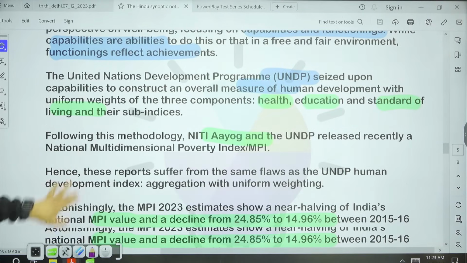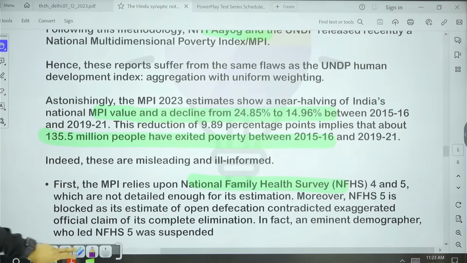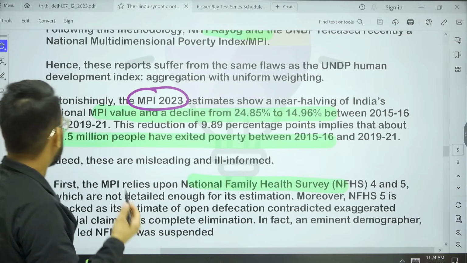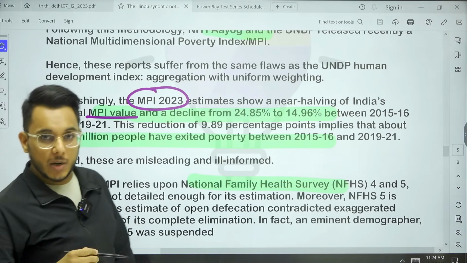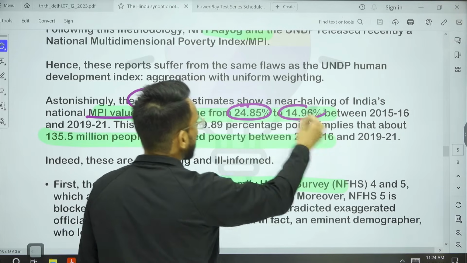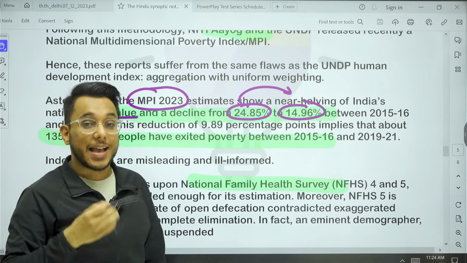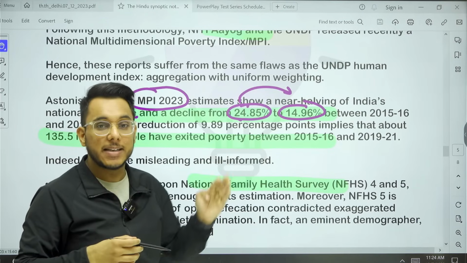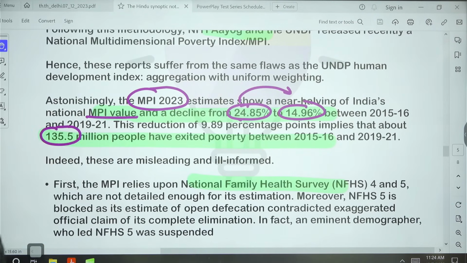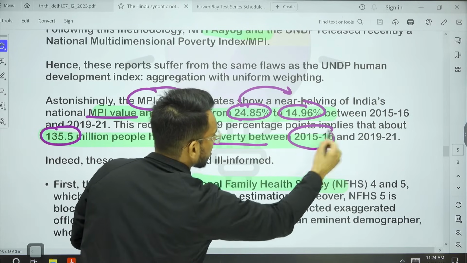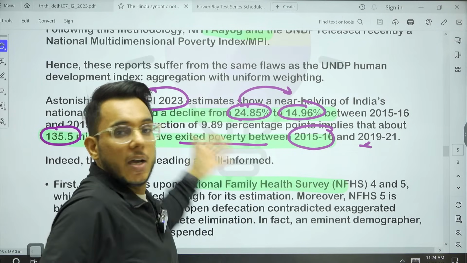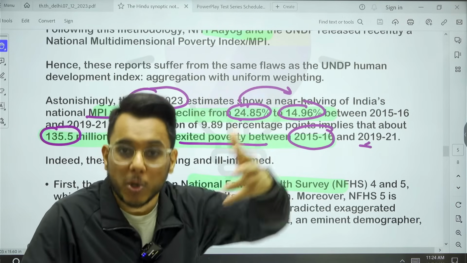Now, what has happened recently? The National Multidimensional Poverty Index, MPI 2023, was released. As per this MPI 2023, the multidimensional poverty index value declined from 24.85% to 14.96%. This means poverty in India has declined from 24.85% to 14.96%, around a 10 percentage point decline. They say that around 135.5 million people, 13.5 crore people, have exited poverty between 2015-16 and 2019-21.